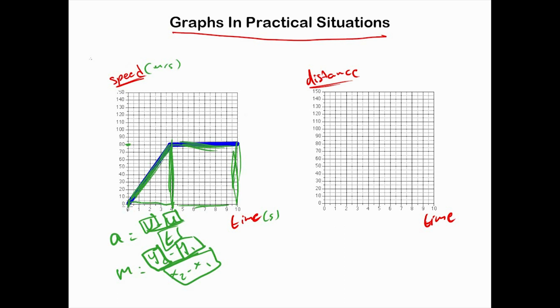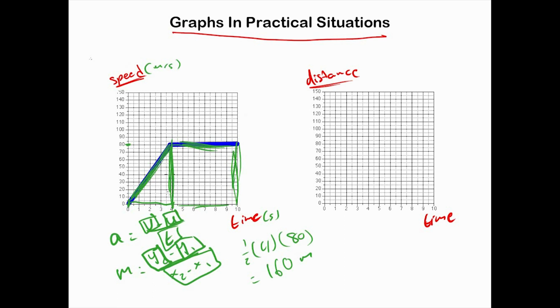So for example, we can find the distance moved by the car when it's accelerating, so that's between 0 and 4 seconds. To find the distance, we would find the area under the graph. So the distance moved while accelerating would be equal to half base, which is 4, the base of the triangle, multiplied by the height, which is 80, and that would give us the distance, which in this case is 160 meters, and that's the distance moved by the car while accelerating.